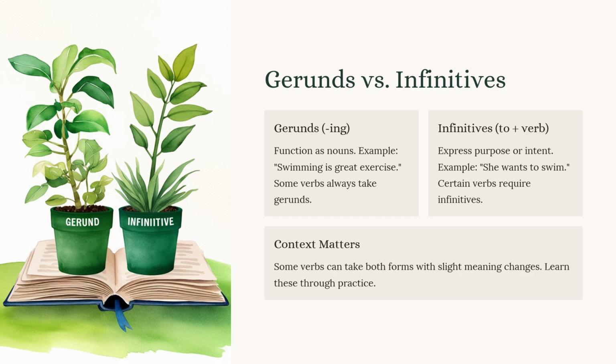So let's look at another quick correction. So here's the incorrect sentence. "I hope going on a trip soon," right? That's an incorrect way of saying it. The correct way is "I hope to go on a trip soon," right? So by paying attention to verb patterns and practicing regularly, you'll find it easier to use gerunds and infinitives correctly.